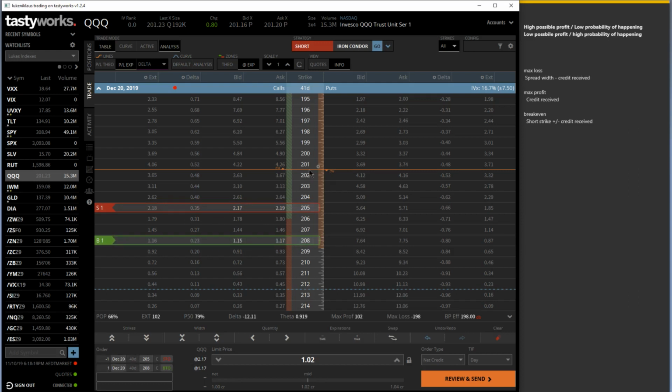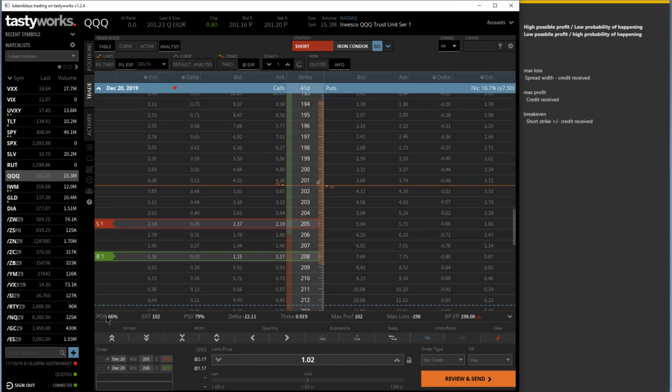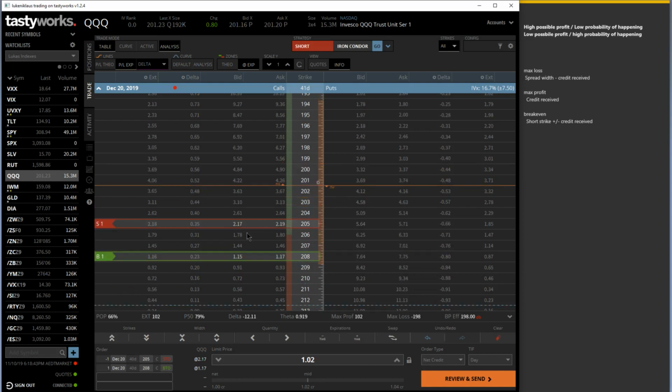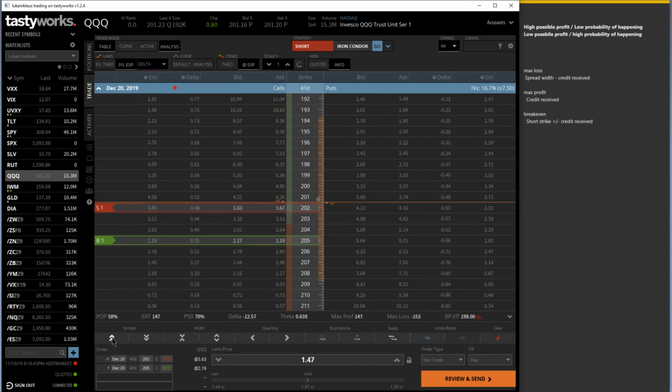So if this expires anywhere below 206, let's round it, anywhere below 206, we're making a little bit of money. And that's also why this probability of profit is higher than what we have here, right? There are a few factors playing into this, but basically that is the difference. Even if I bring this right at the money, the probability here is higher than with the debit spread that we had in the last video.